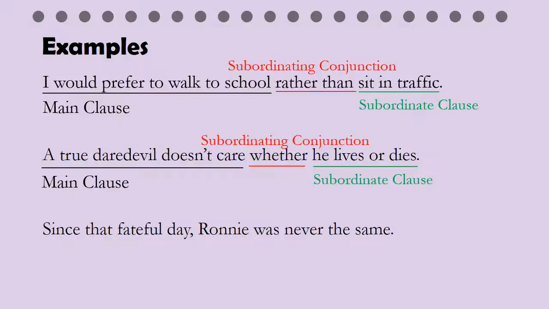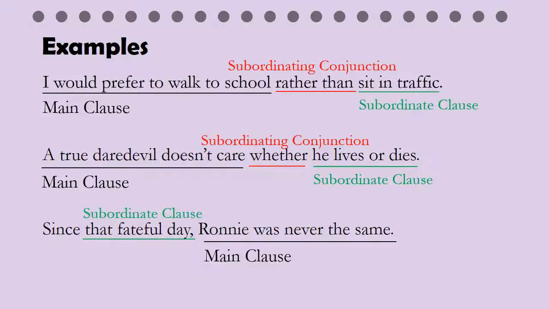This last example is a little tricky, but it has the exact same pieces as the previous ones. Since that fateful day, Ronnie was never the same. The first part of the phrase, since that fateful day, doesn't mean anything to us on its own, so that isn't the main clause. The main clause doesn't show up until the end of the sentence, Ronnie was never the same. The subordinate clause is this first one, that fateful day. And our subordinating conjunction is actually the first word of the sentence.